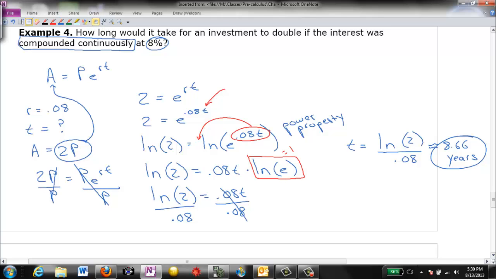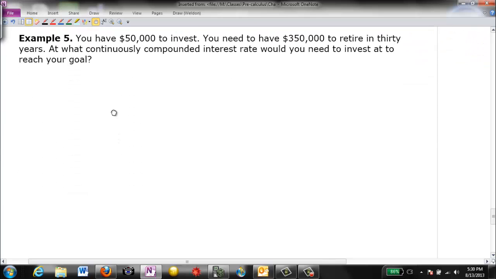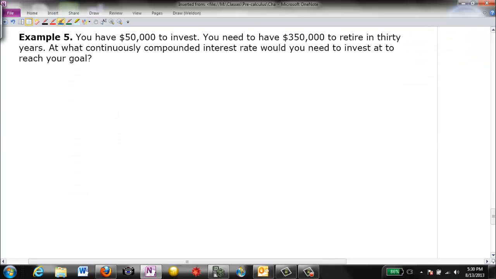Okay. Let's do one more. Example number 5. This will be a nice and short video. Okay, so in example 5, they tell us that we have $50,000 to invest, and you need to have $350,000 to retire in 30 years. Okay, so at what continuously compounded interest rate would you need to invest at to reach your goal?